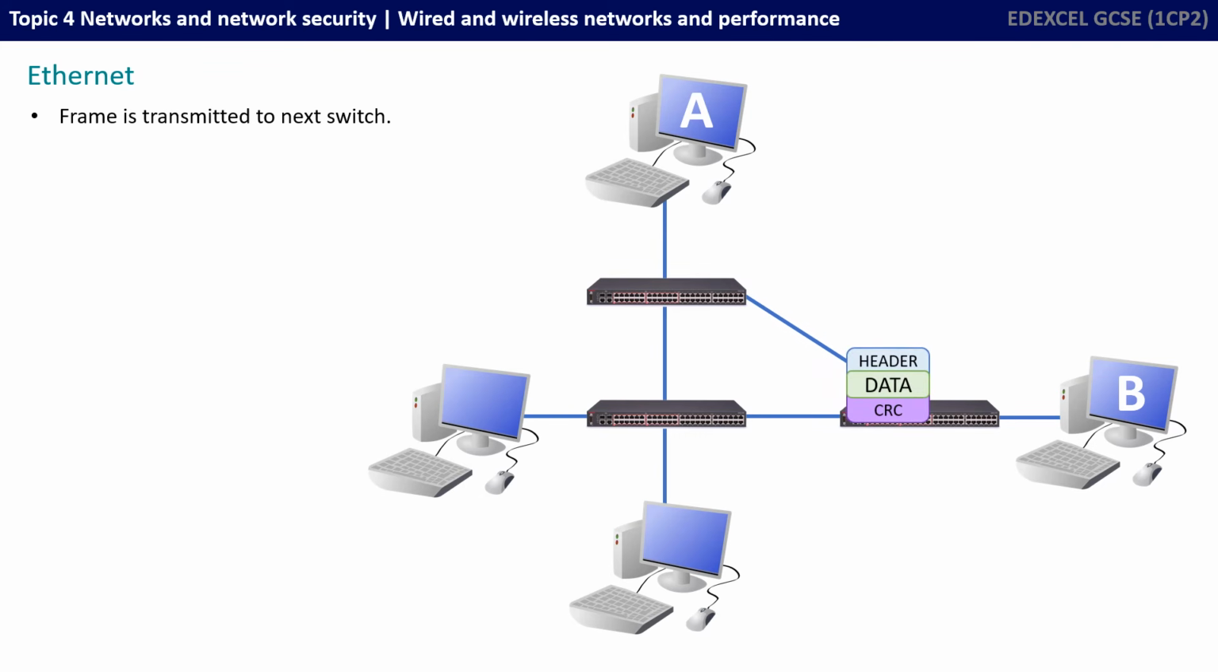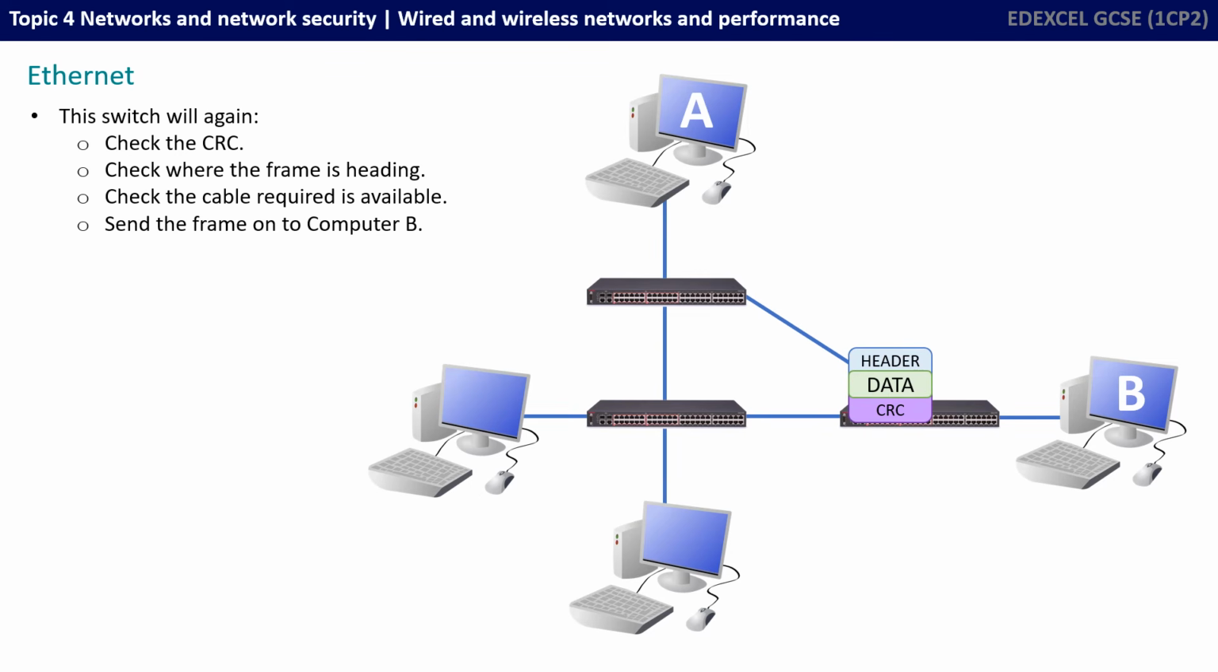And seeing that there isn't, it can transmit the frame to the next switch. The switch is going to have a look at the CRC, check that it's been transmitted correctly, and then examine the destination MAC address in the frame. Realising that it's for computer B, it can then send the frame down the cable, of course checking there's no transmission on the line already. The frame is then sent to computer B, where it can be unpackaged.